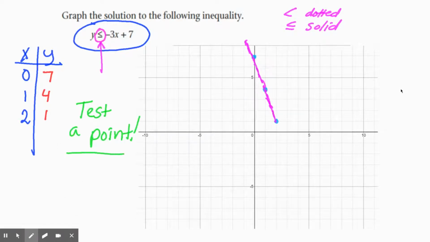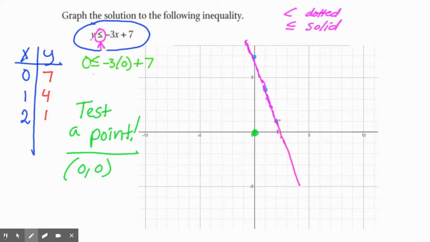The final step is to test a point. This is an inequality, so there's going to be more than one solution to this graph. The easiest point to test to figure out which side of the graph we will be shading to represent all of those solutions is 0, 0. Notice that 0, 0 is a little bit to the left of this graph. If 0 is really a solution, I can substitute 0 in for x, 0 in for y, and it should make sense. If it does not make it a truthful statement, then we will be shading the other side.